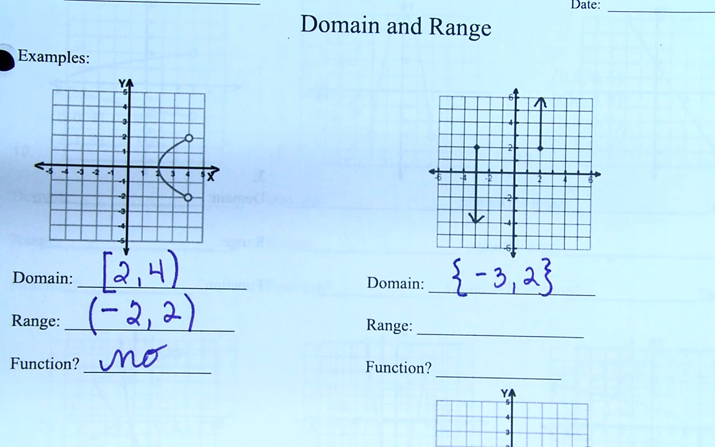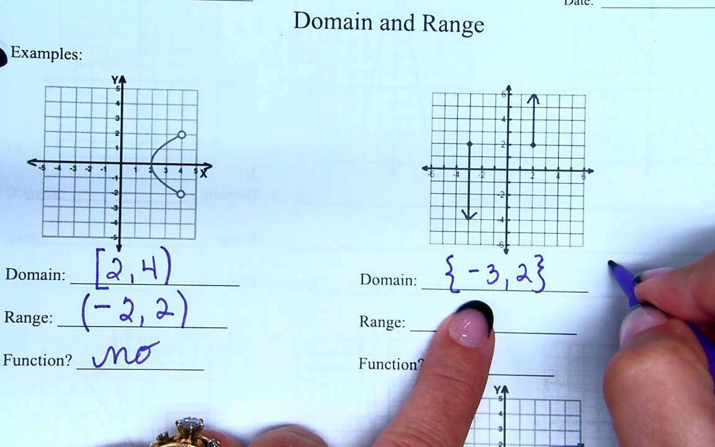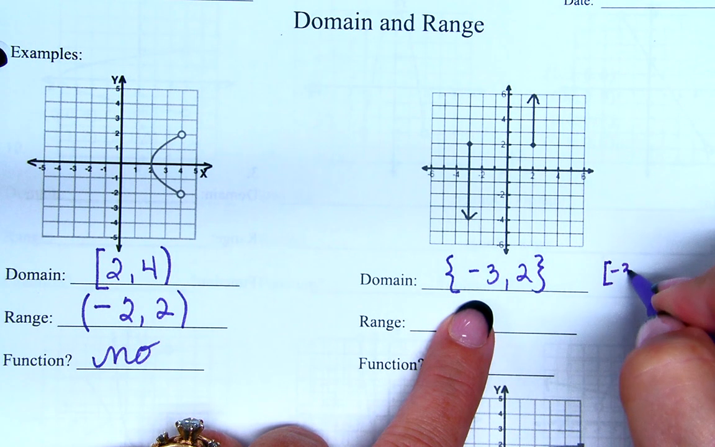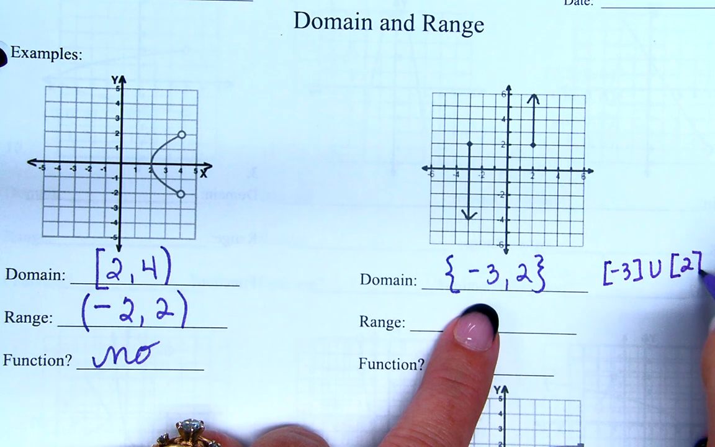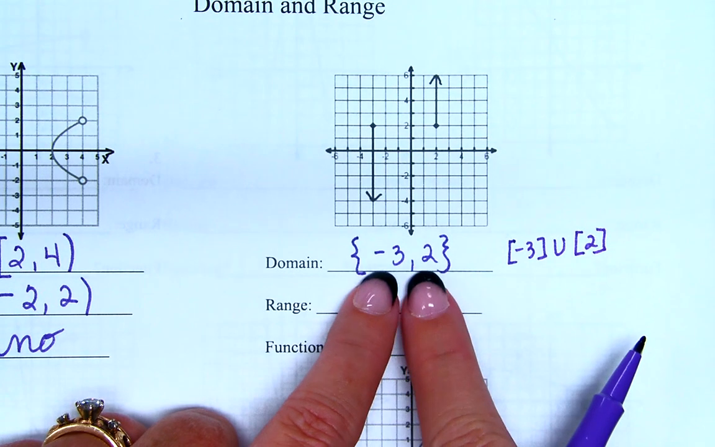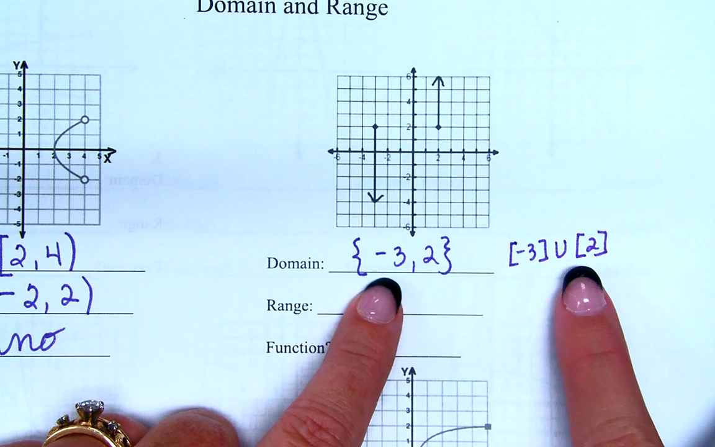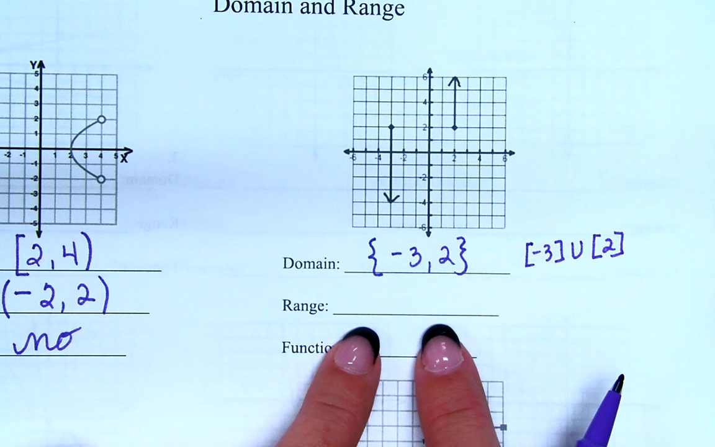Now what? For the record, you can also write -3 and 2. But do you see why some people prefer this way over this way? Okay. What about the range now?